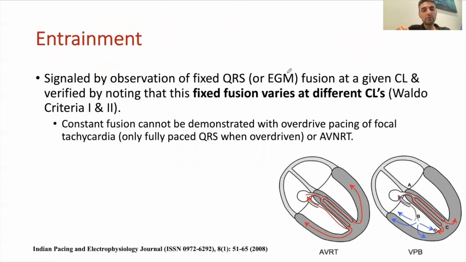So again, for entrainment, you have to demonstrate or observe fixed QRS fusion at a given cycle length, and that fixed fusion varies at different cycle lengths. So if you pace at two different rates without interrupting the tachycardia, and both rates demonstrate fusion, that's one of the definitions or requirements to demonstrate entrainment. That constant fusion is not possible with focal tachycardias because, like we said, you will only demonstrate a fully paced QRS when you reset focal atrial tachycardias when you're V-pacing, okay?